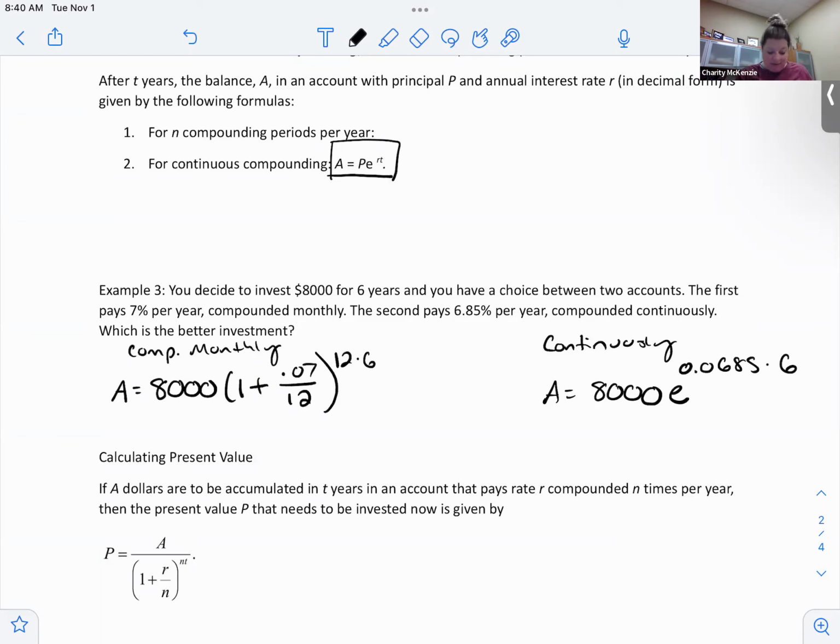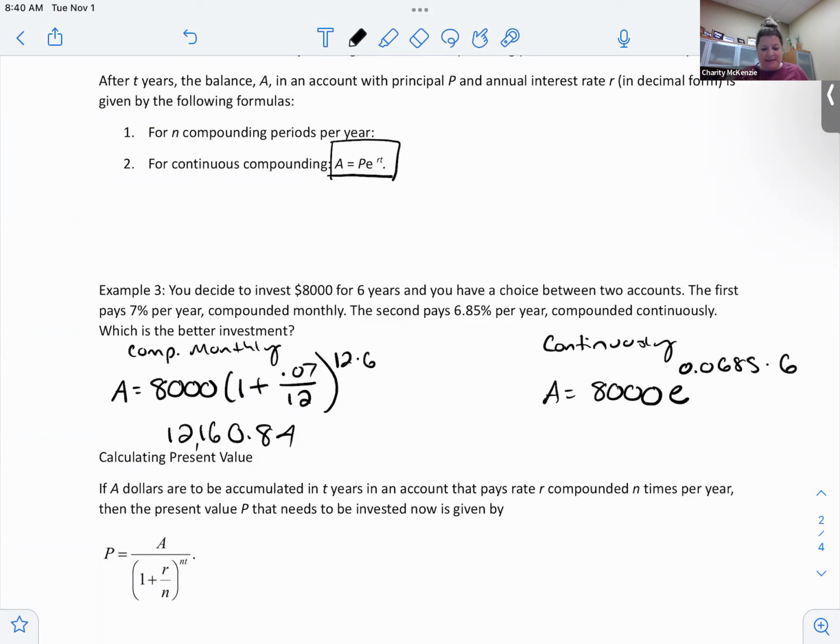So 8,000, 1 plus 0.07 divided by 12. Take the time to put this into your calculator, because this is where most people make mistakes. If they're not getting the right answer in their calculator, then you're not going to get the right answer on the exams or your homework. So make sure you can get my $12,160.